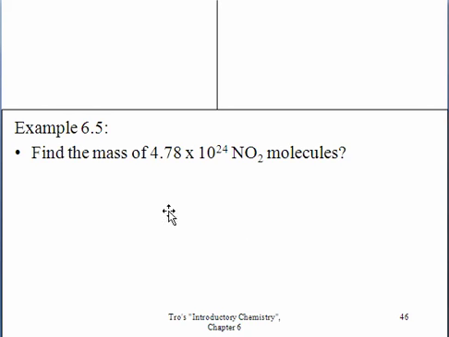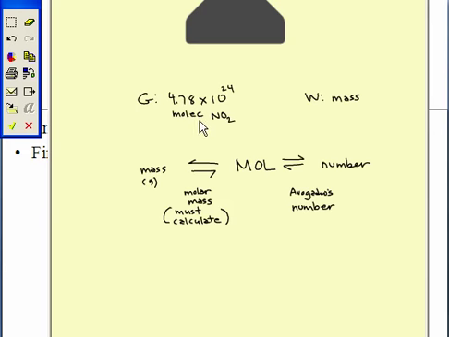So now let's look at taking this concept one step further. What is the mass of 4.78 times 10 to the 24th nitrogen dioxide molecules? Now notice that a specific unit is not given here, but it's always assumed that you're going to solve in units of grams. And then if a different unit is required, then it will specifically ask for it. So let's look. We're given molecules of nitrogen dioxide and we want mass.